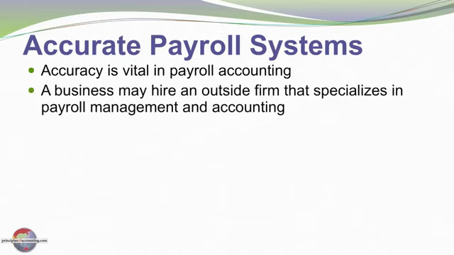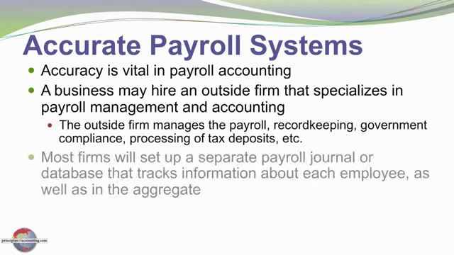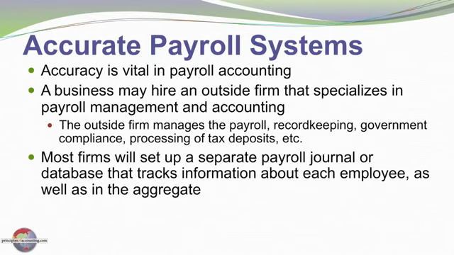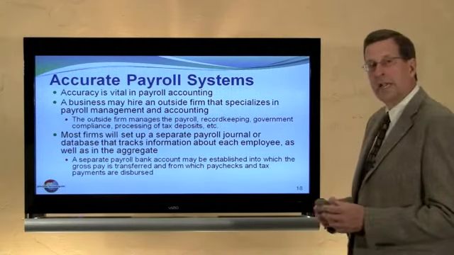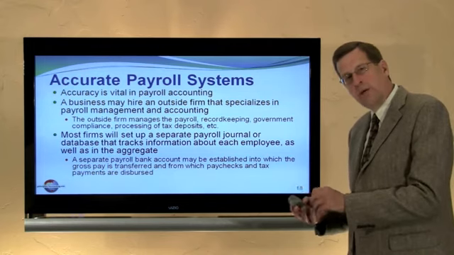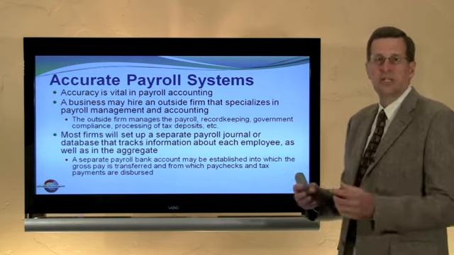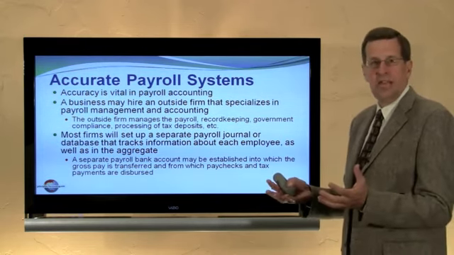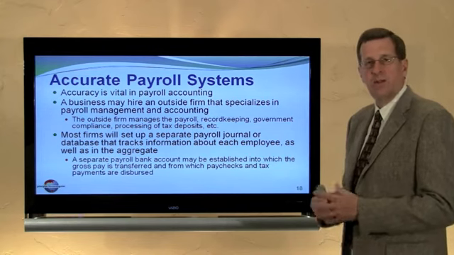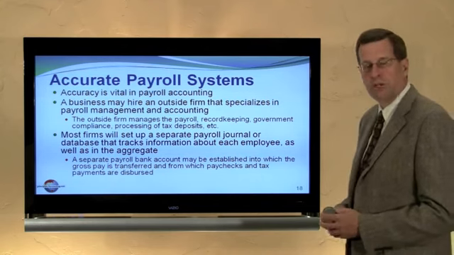A business may hire an outside firm that specializes in payroll management and accounting. The outside firm actually manages the payroll, the record keeping, and the actual disbursement of the paychecks. Most firms will set up a separate payroll database that tracks information about each employee as well as aggregate information. And indeed, some companies may establish a separate bank account for depositing the gross pay and then dispersing out the net pay to the employee and the other amounts to the various bodies such as the taxing agencies, so that at the end of a month you should be able to reconcile that account to essentially a zero balance, showing that the gross pay was dispersed into the account and then appropriately redispersed to the appropriate persons.